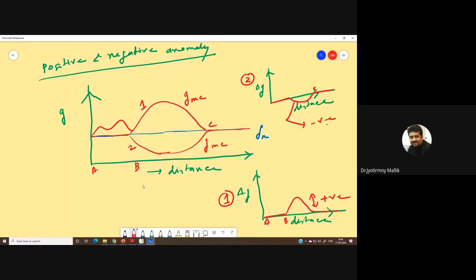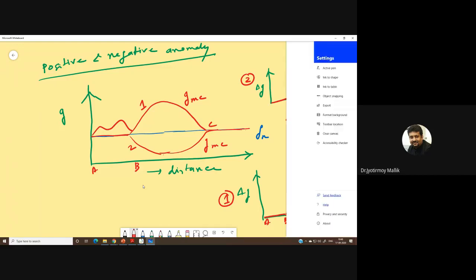So you can represent your change in gravity with distance in 2 dimensions by plotting GMC and your G normal and showing your anomaly. But the better way is just to show the subtracted product, which is my gravity anomaly. In one case it is positive, in one case it is negative. So this is my positive gravity anomaly, this is my negative gravity anomaly, and this is for one line.